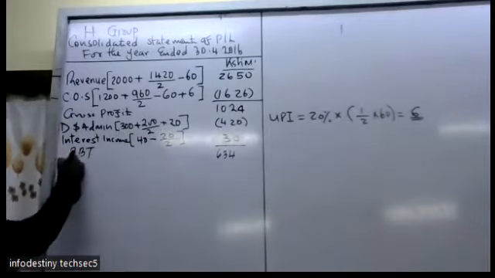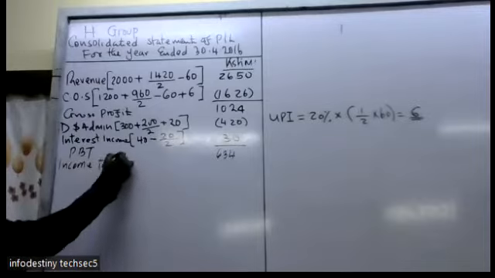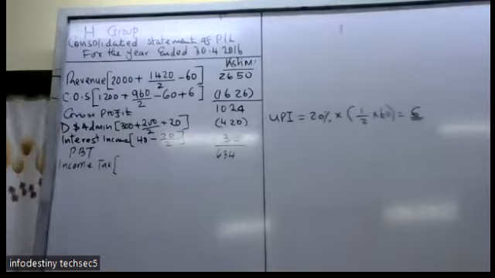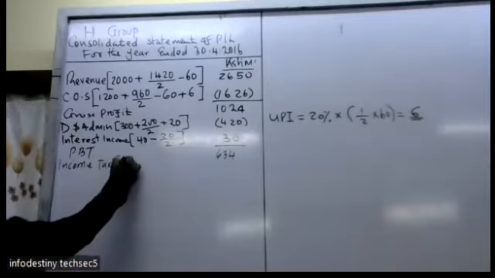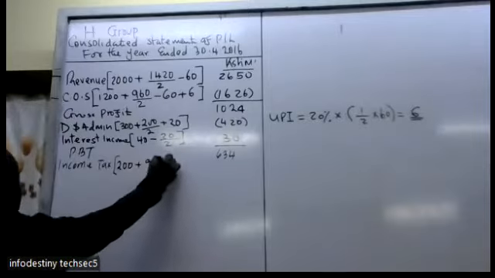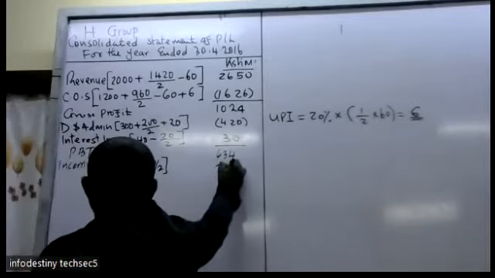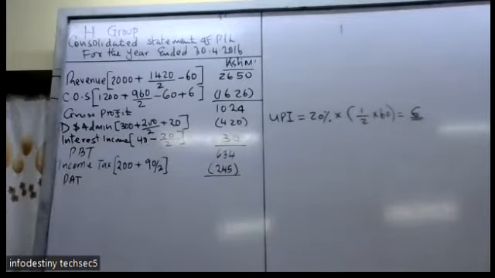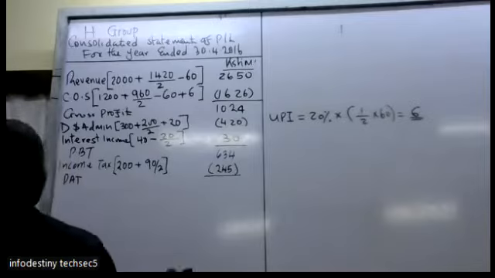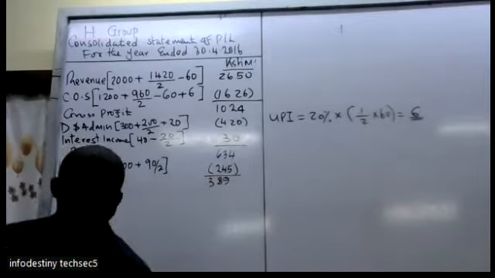$634. Income tax. We don't use that because we are given, when we have already been given, you know the rate. So income tax 200 plus 90 divided by 2. That is 245. Therefore, PAT, profit after tax, 389.